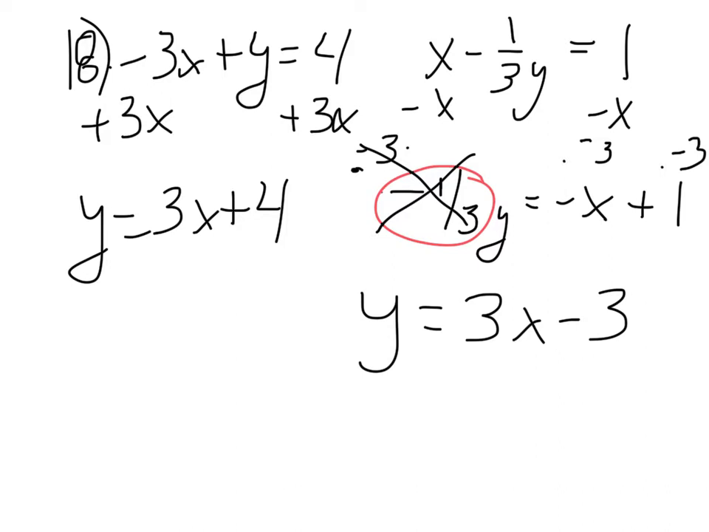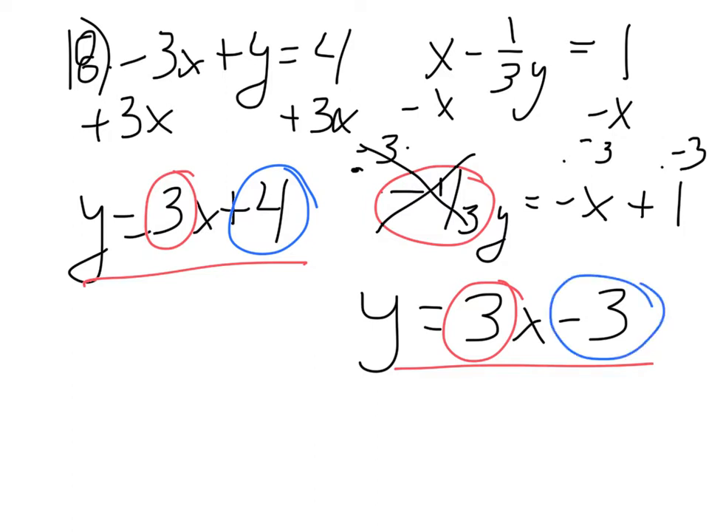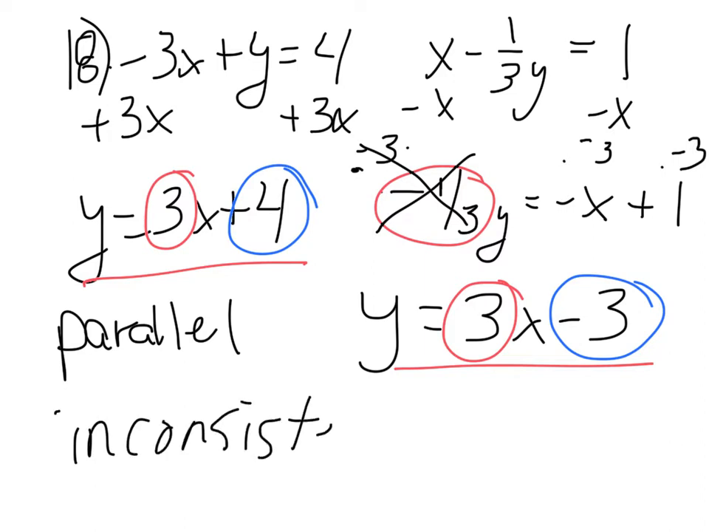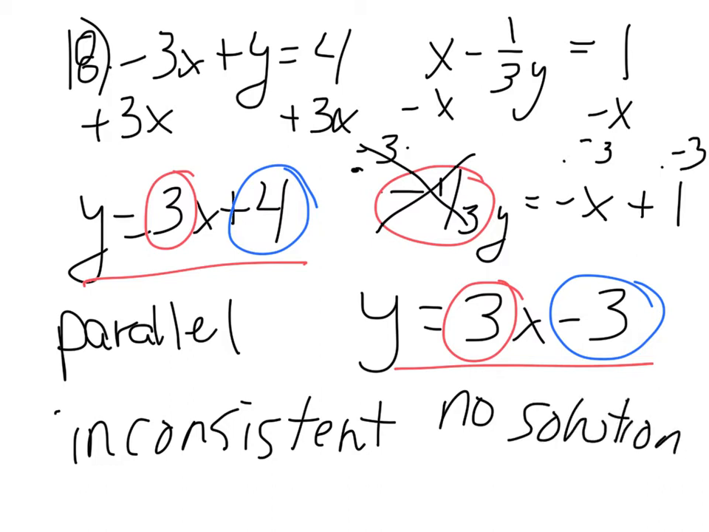I've got two solid slope-intercept forms. Let's start looking at some things here. I've got a slope of 3 here and a slope of 3 here, but different y-intercepts. That means equal slopes, different y-intercepts, and I can automatically tell you, based on my previous knowledge, these lines are parallel. Parallel lines are always inconsistent. They do not have a solution. By the definition of parallel, these lines never intersect, so there is no solution.